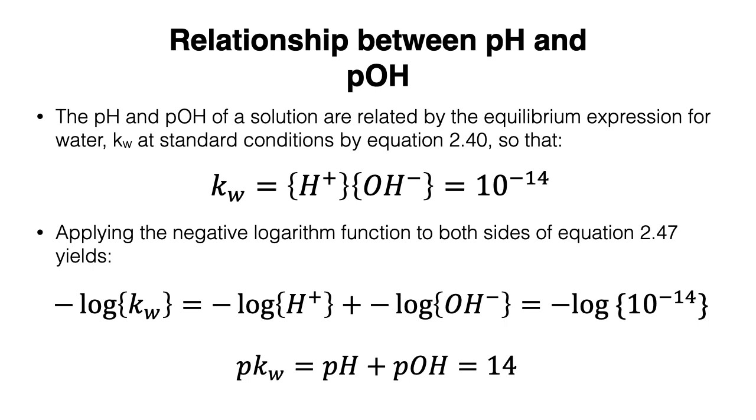The negative log of Kw is, by definition, pKw. Similarly, the negative log of H plus is pH, so pH plus pOH is equal to 14. So if we know the pH of the solution, we can very quickly get the pOH and thus the hydroxide ion concentration. Likewise, if we know the hydroxide ion concentration in water, we can very quickly find the pH of the water.